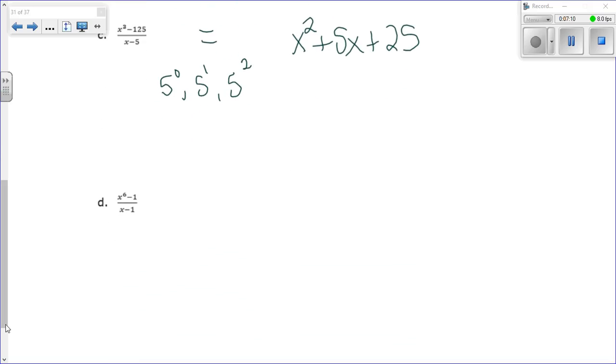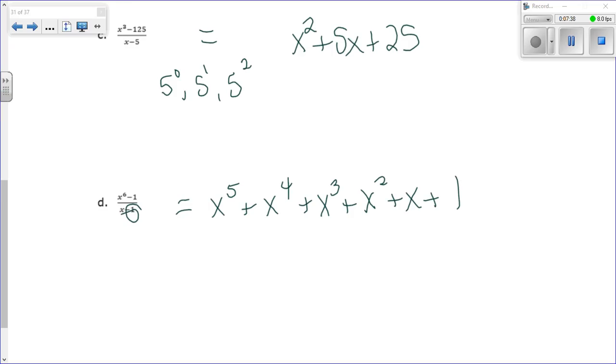X to the 6th minus 1 over x minus 1. We're dividing by 1, so my coefficients are just going to be 1. And this is going to follow the same pattern. I'm just going to decrease by 1 power, so it's x to the 5th plus x to the 4th plus x to the 3rd plus x to the 2nd plus x plus 1.